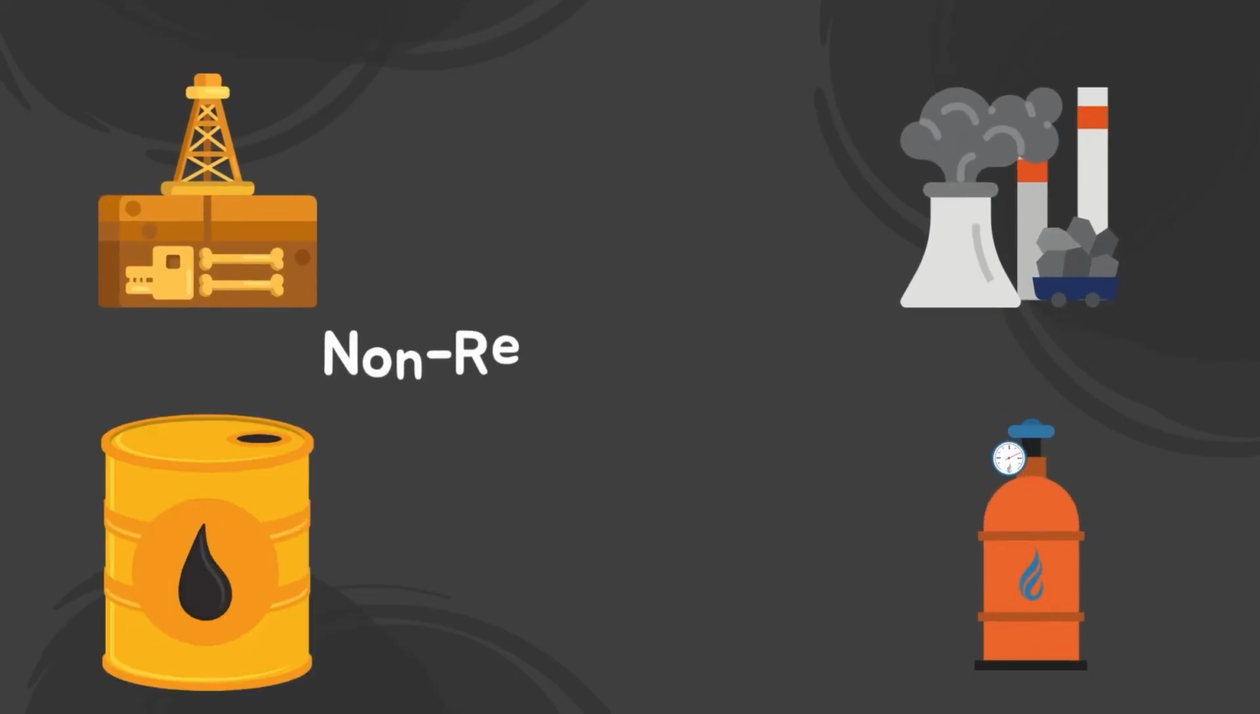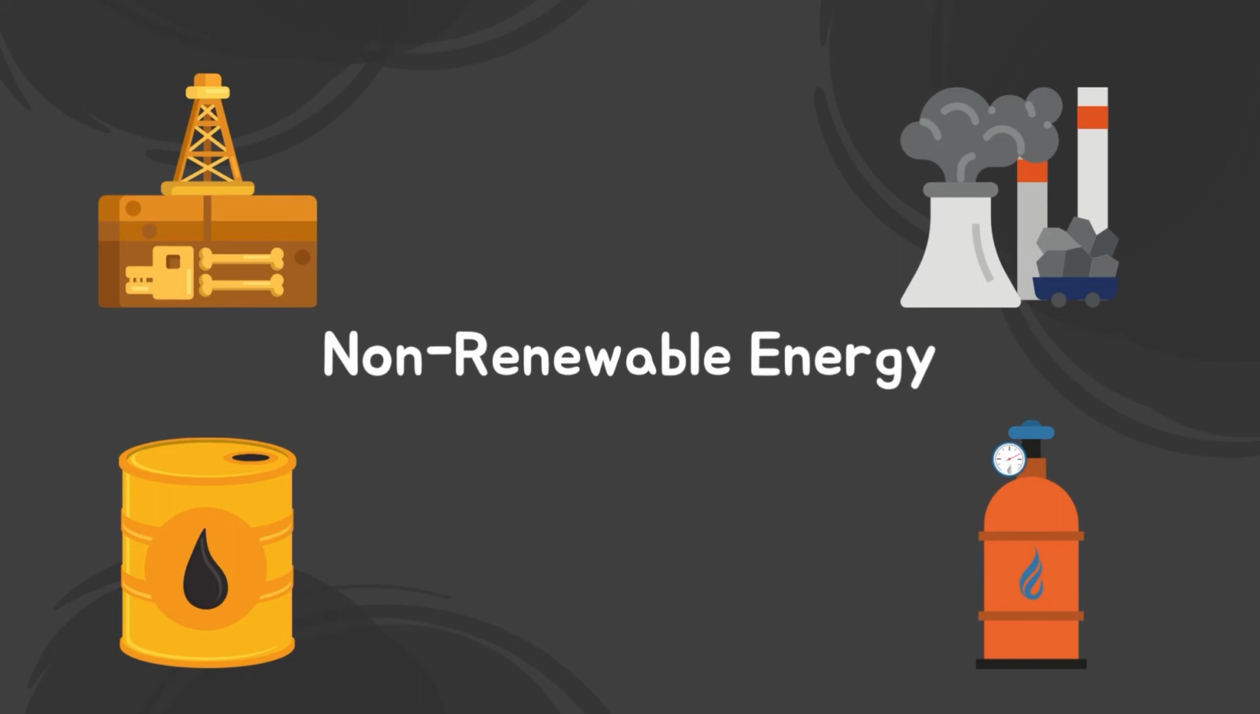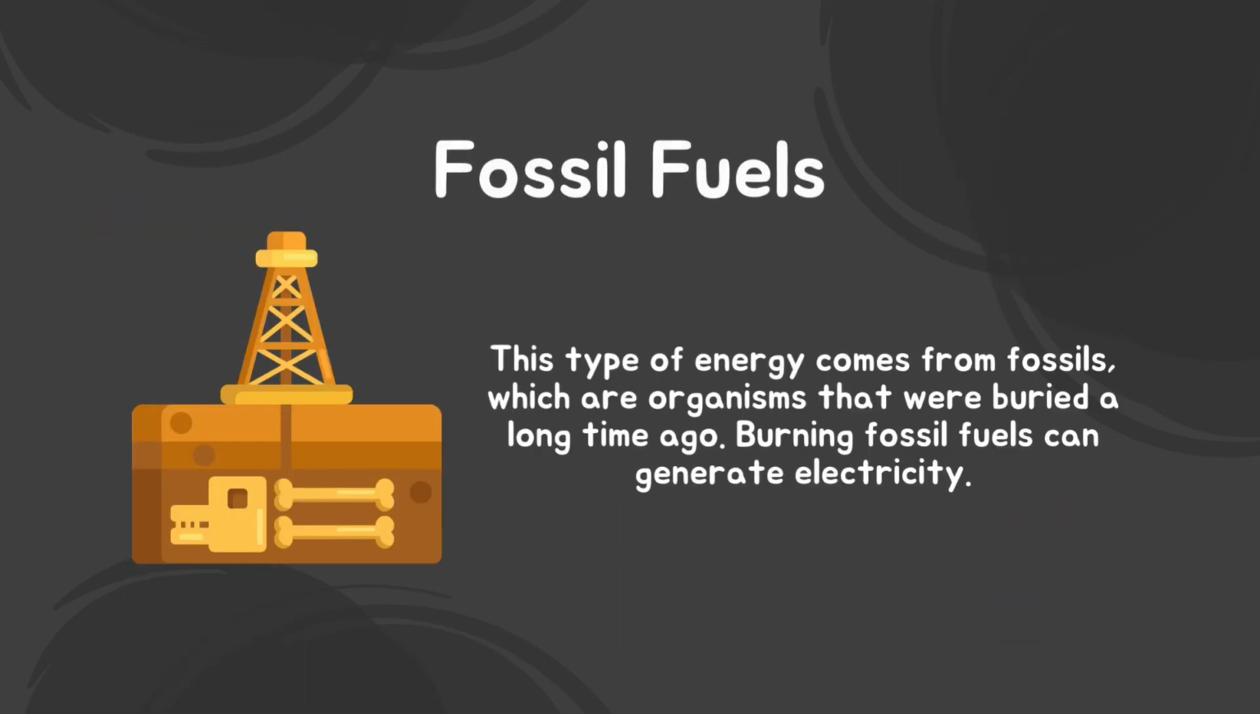Moving on to non-renewable energy types. These type of energies cannot be replenished or restocked after it has been used. Once it is used, it is gone forever. Fossil fuels. This type of energy comes from fossils, which are organisms that were buried a long time ago. Burning fossil fuels can generate electricity.